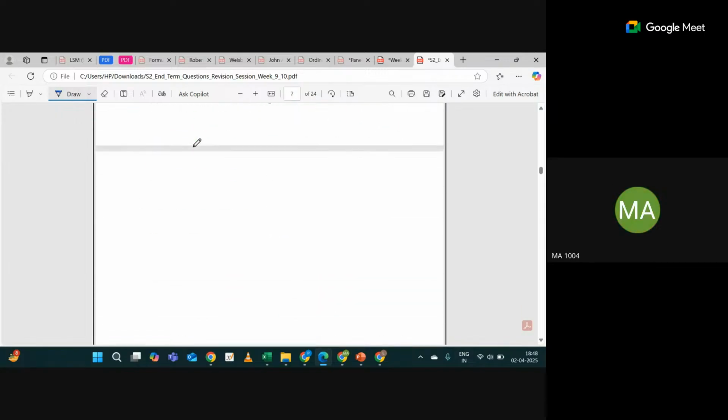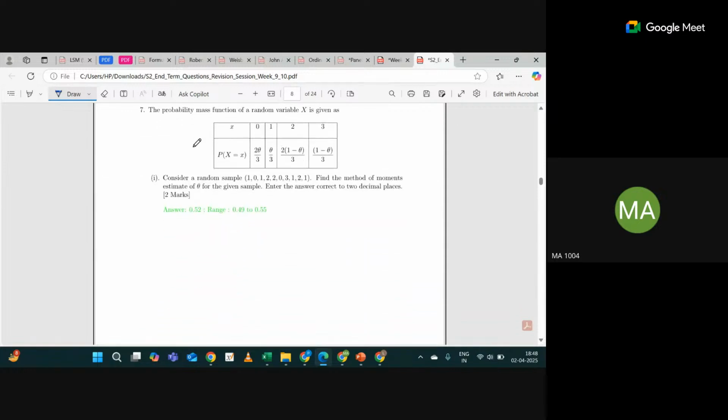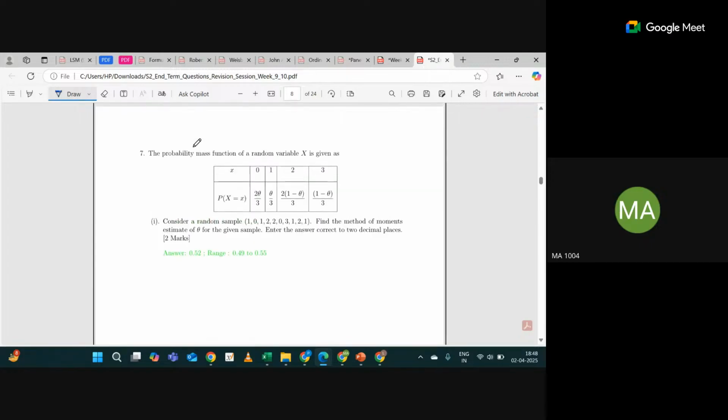Now, let me come to the next question. You can see this question. It is not mentioned that the samples have been drawn from any specific, standard distribution. The PMF is given to you, and you have only one unknown quantity, which is theta. You have to find the estimate for theta with the help of the method of moments.